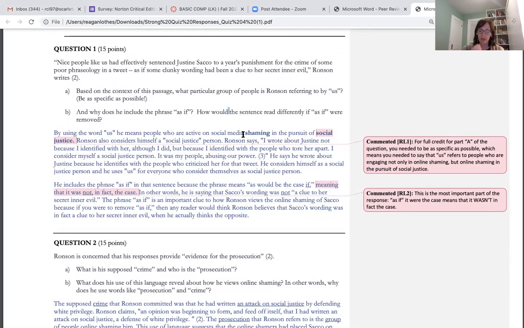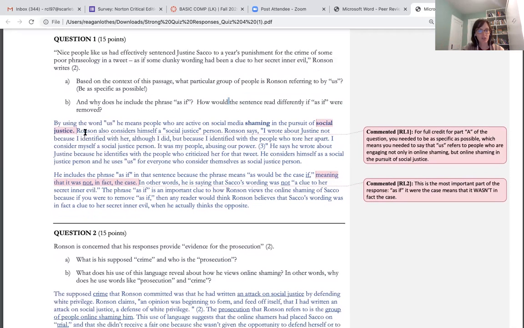Ronson wants to target specifically social media users who are online shaming in the pursuit of social justice. So shaming in the pursuit of social justice was the other important component. It's particularly the people he identifies with, who he's trying to reach with his argument, that we have to distinguish between what he calls serious and unserious transgressions, and punish accordingly.